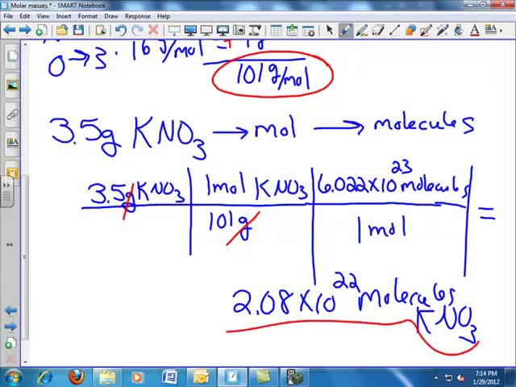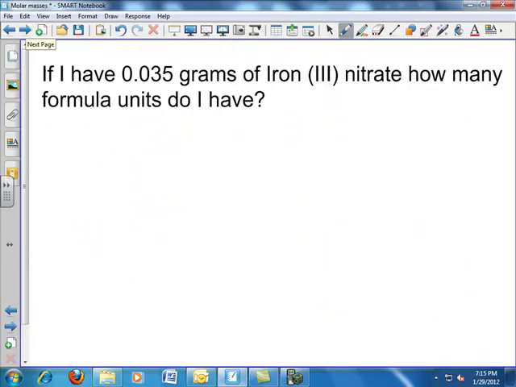So now, I actually have a way to count atoms. Okay, remember we said we're counting atoms? If I mass something out, from that mass, I can count how many molecules I have, okay? So let's try another one. Let's say you have 0.035 grams of iron 3 nitrate. I want to know how many formula units I have. So there I set it correctly because I have an ionic compound here.